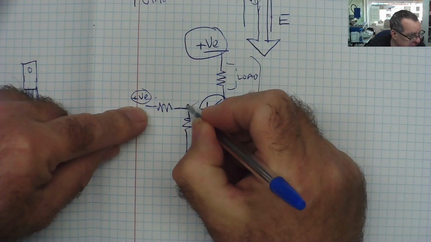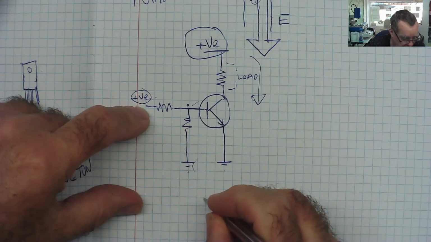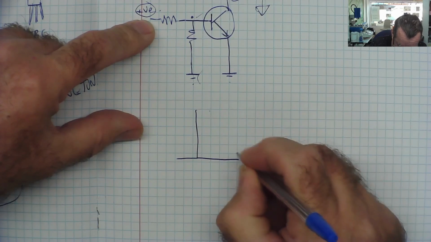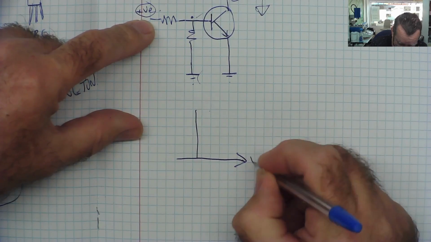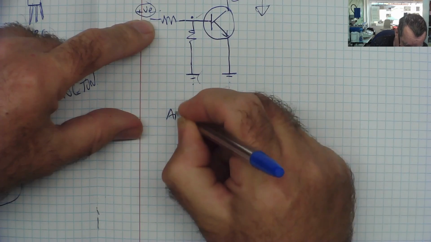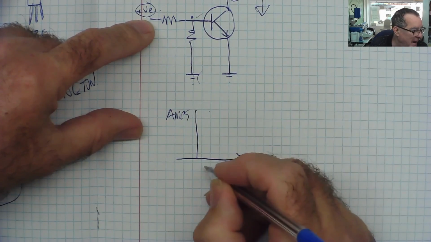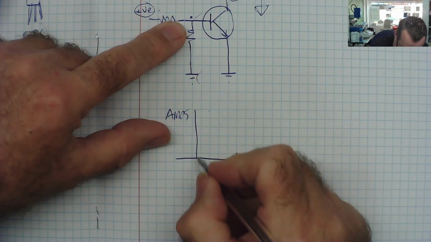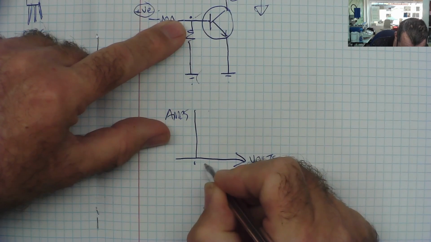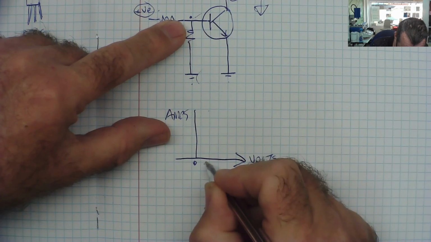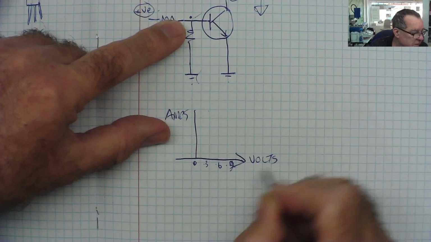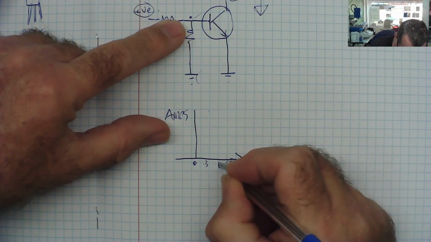So while the voltage here, and let's just do a little graph, not very technical graphs. This is voltage, and this is current, amps. Okay, and this is on the base. This is the base, yeah. So the base voltage has to go from 0. Let's make it somewhere 0, 0.3, 0.6, 0.9. Yeah, this is your base voltage going up.